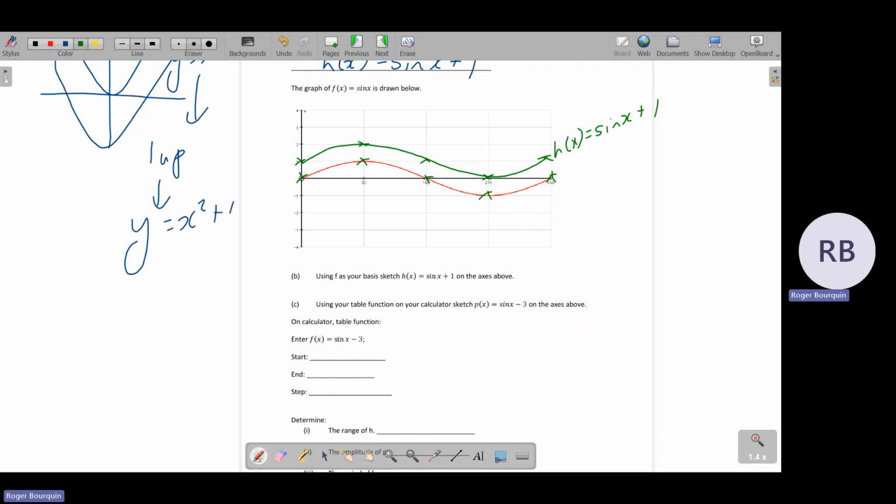So what's the start? 0. What's the end? They always tell you the start and the end. Now, will the step have changed? No, it hasn't been squished. The number in front of x is still just 1, so your step is still just 90. Enter that into your calculator and put out the points.